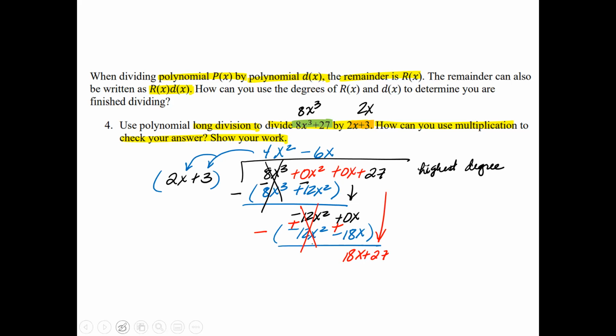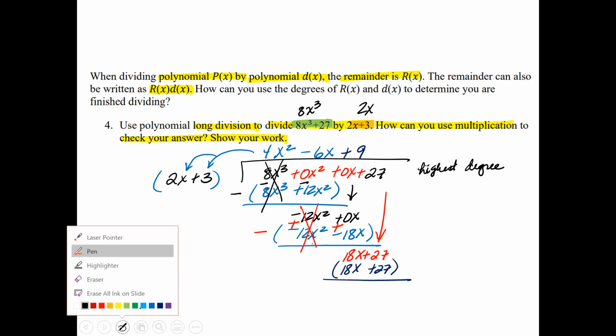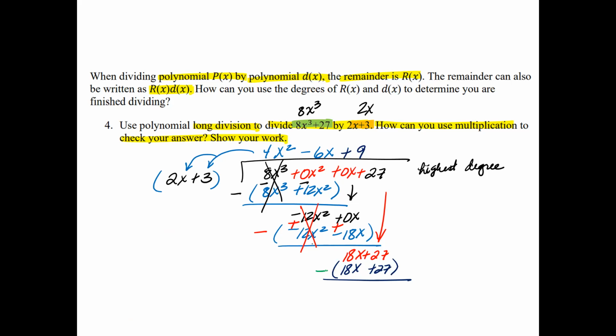One more to go. So then you ask yourself, okay, so then 2x times what gives me 18x? I'm going to put down a 9. Distribute the 9, you get an 18x. 3 times 9 is 27. Ta-da! And then guess what? Everything cancels, right? Because when you subtract it, you have a negative 18x, a negative 27. So that cancels. And you're left with a remainder of 0.